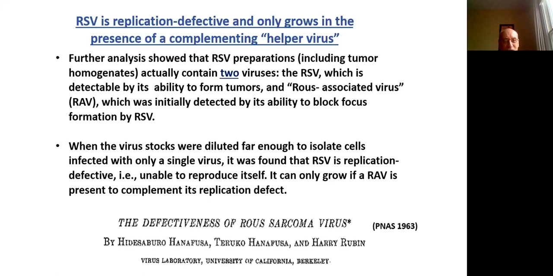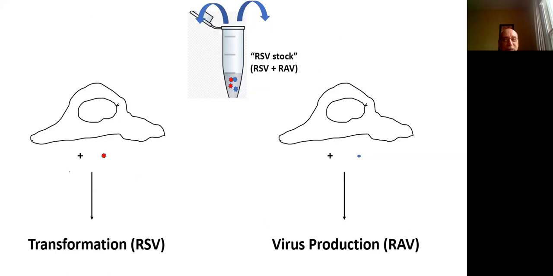And when this was done, it was found that Rous sarcoma virus was replication defective, unable to reproduce itself. It can only grow if a RAV is also present in the cell to complement its replication defect. This was a really big surprise and was described in this beautiful paper in PNAS in 1963. Here is my little picture in case you didn't get it from the words.